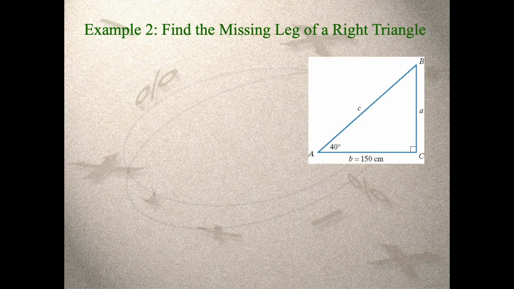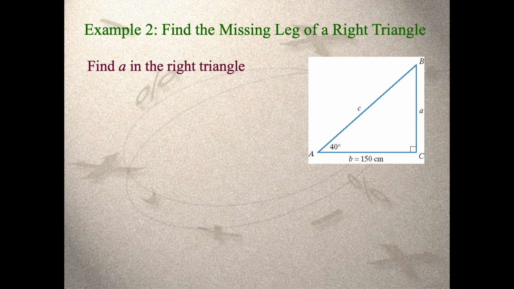For example 2, we have the angle A, and we have one of the sides of the right triangle, but we want to find the other leg. So we're going to find A in the right triangle. To do that, we have to figure out what we are given, and therefore which ratio is the best one to use.